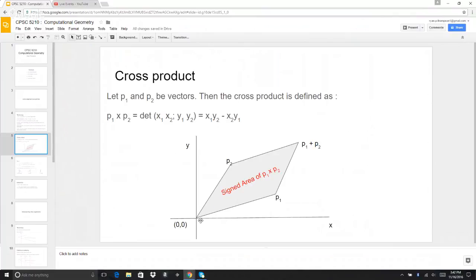Right now it's important to note that you can find some type of area between two vectors, and that way you can quantify the difference between two different vectors and their cross products by the signed area of the vectors.